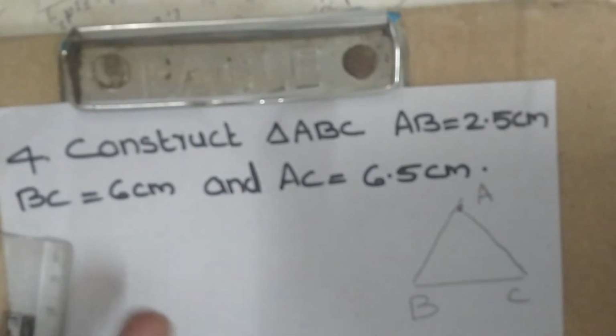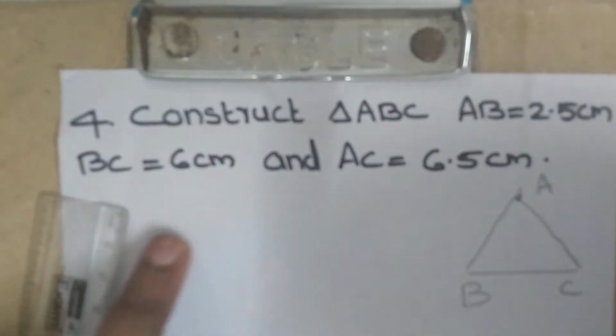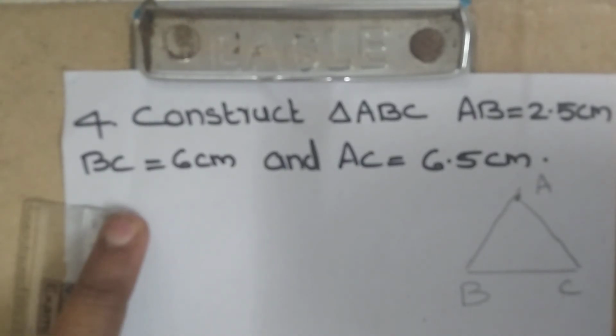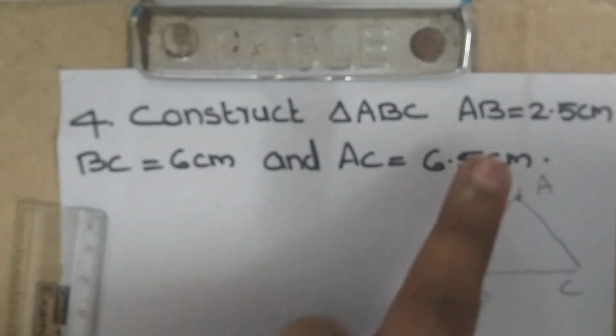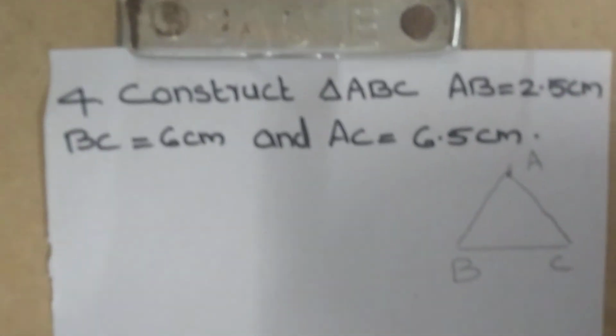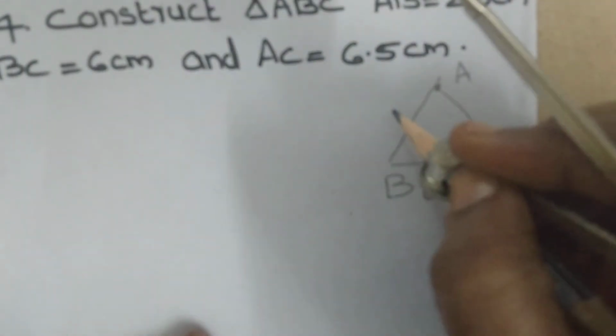So first, which side do we start with? BC side only, not AB side. Start with BC side only. That is our base. AB and AC are the left side line and the right side line. Remember. So you can start with the original construction. Take the BC measurement first on the scale. How much? 6 centimeter. BC is 6 centimeter.